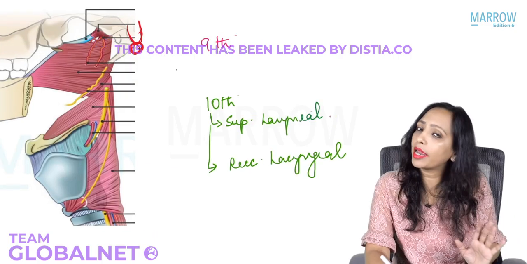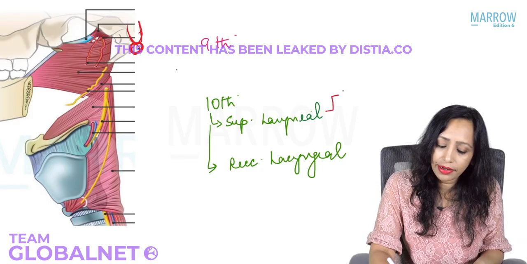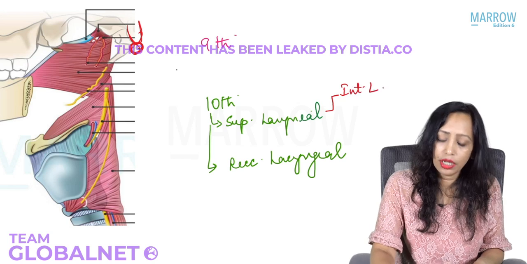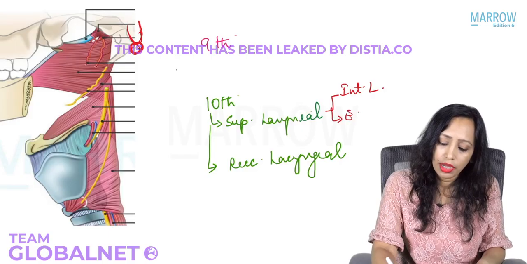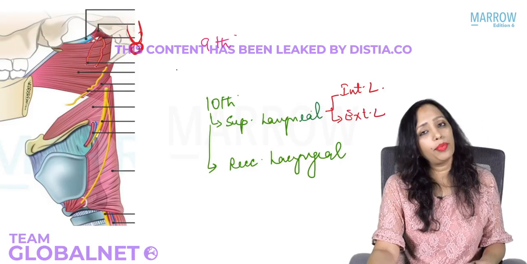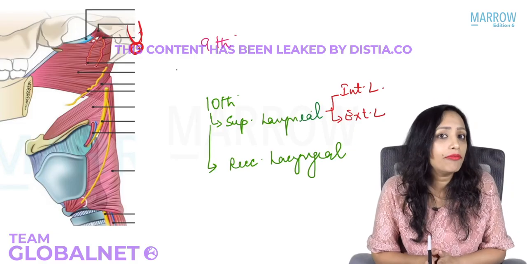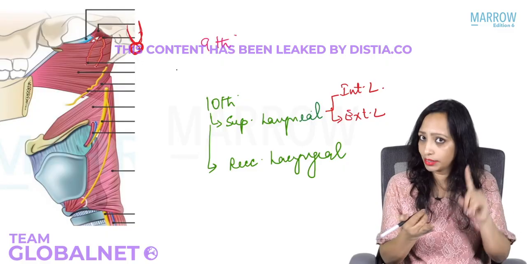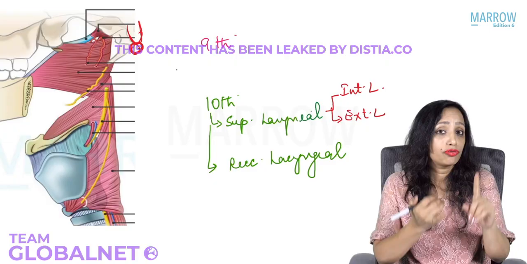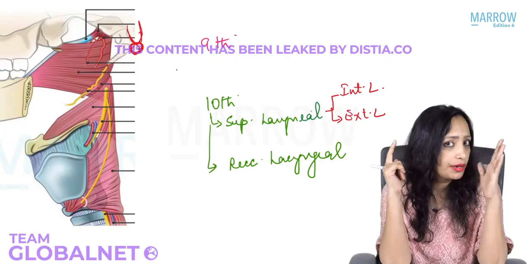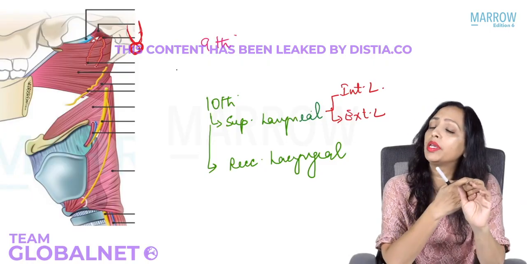Now the superior laryngeal again divides into two. There is an external laryngeal and internal laryngeal. The internal laryngeal, as the name suggests, will enter the pharynx, and we have the external laryngeal that remains external only. So overall, what do we know? Which nerves supply the pharynx? Yes, we have the 9th and the 10th. Which branches of the 10th? Yes, from the superior laryngeal, we have only the internal laryngeal that is going inside the pharynx to supply it. And we have the recurrent laryngeal.